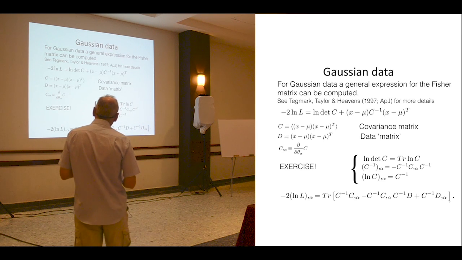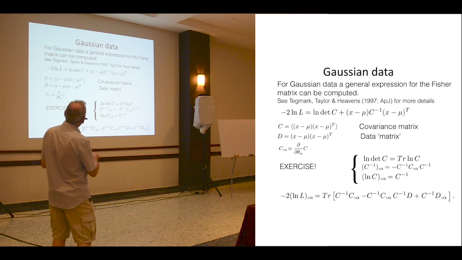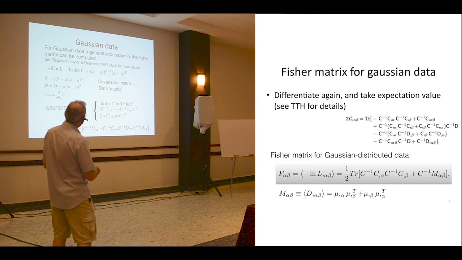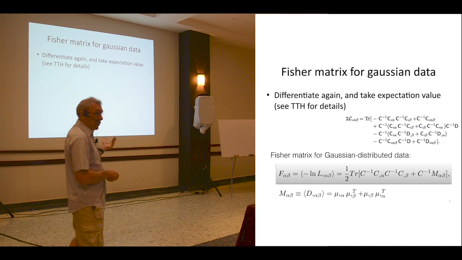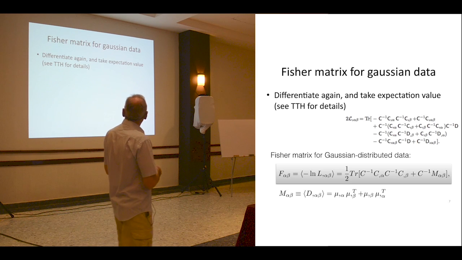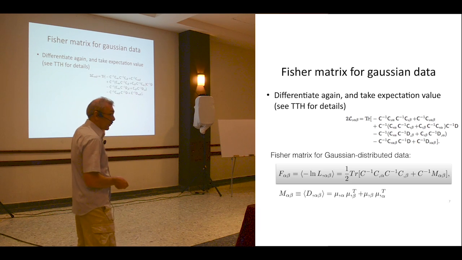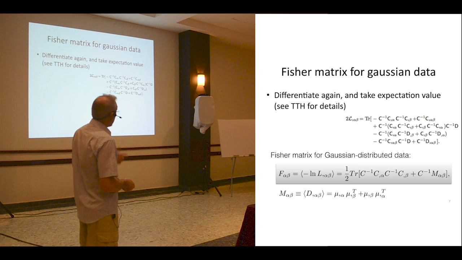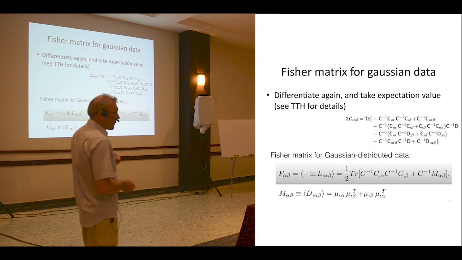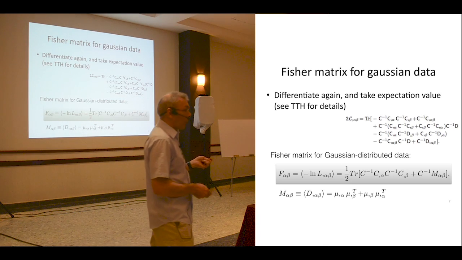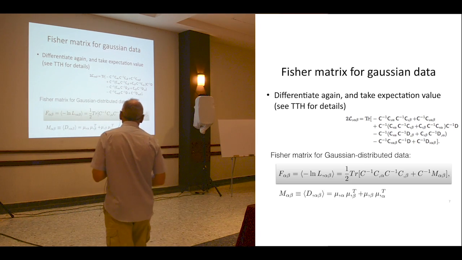If we differentiate this, then we firstly replace the logarithm of the determinant of C by the trace of the logarithm of the matrix, and then we do the differentiation. You just use the chain rule for this. So that gives you the first derivative. You then differentiate it again to get the second derivative. You get this. I'm not going to go through the details of this. And then you take the expectation value, and you end up with a relatively simple expression for the Fisher matrix for Gaussian data.